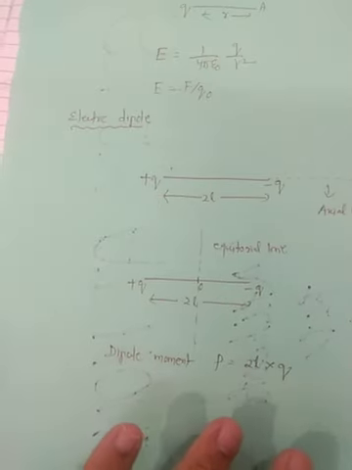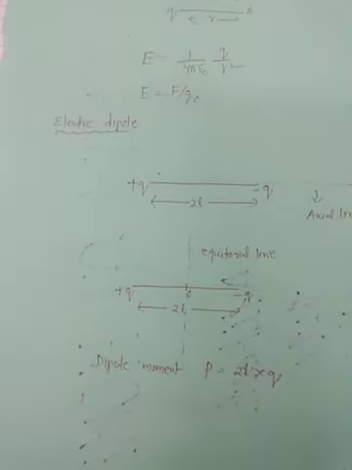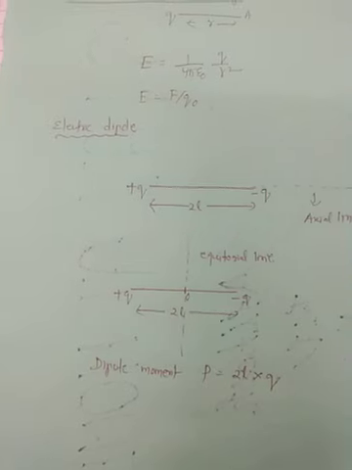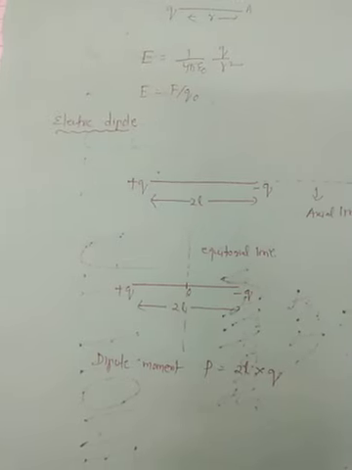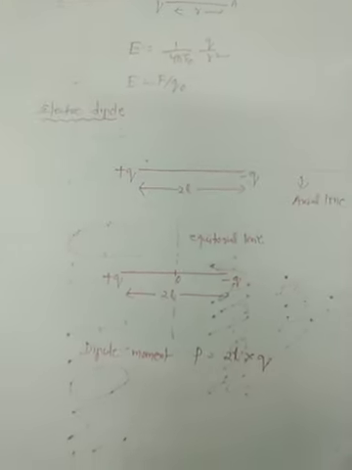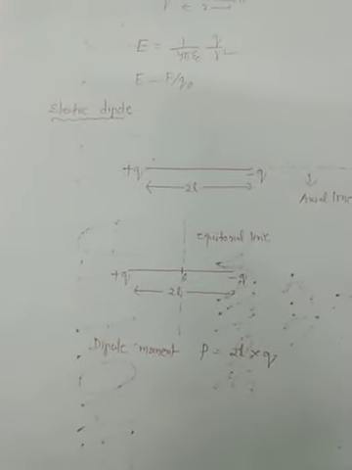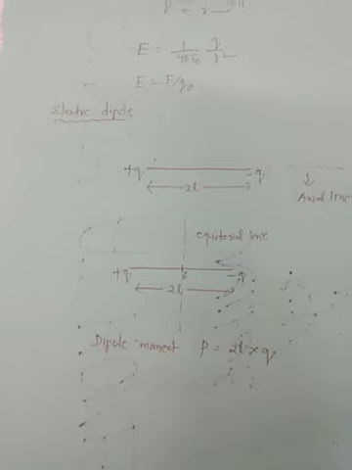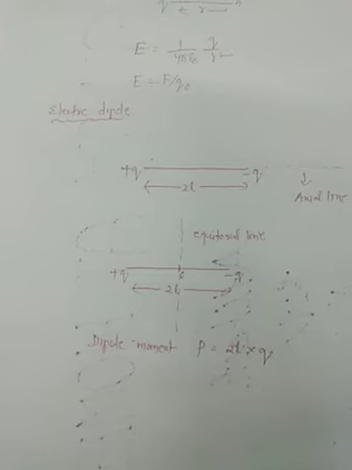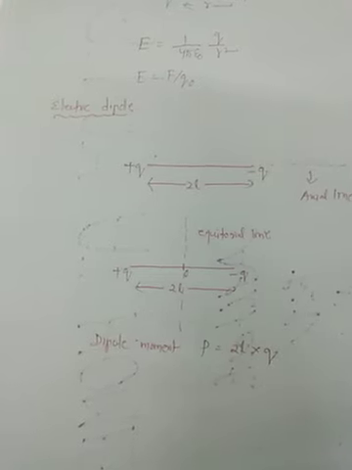Now, electric dipole. Electric dipole means there are two equal and opposite charges like plus q and minus q separated by distance 2l. Then this is called an electric dipole. The example is any salt which we have studied in chemistry, like HCl, H plus Cl minus, NaCl, Na plus Cl minus. These are examples of electric dipole.